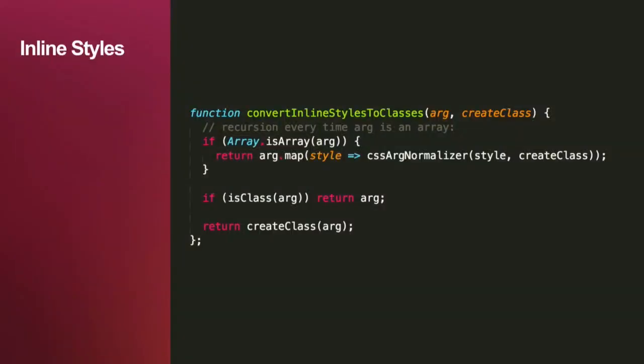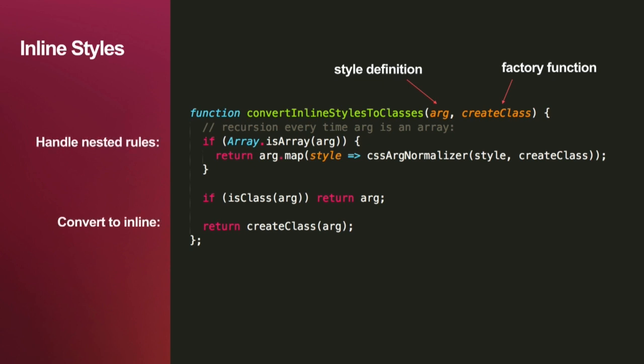Inline styles. This is kind of a simplified version of how this works. But the idea is that what you pass into CSS, that's what arg is here. And there's a factory function for creating class-based styles. So we recursively call this function in order to convert any inline styles into class-based styles.